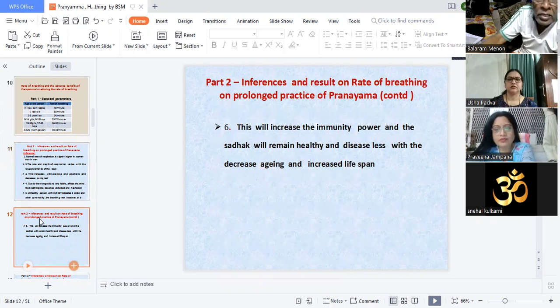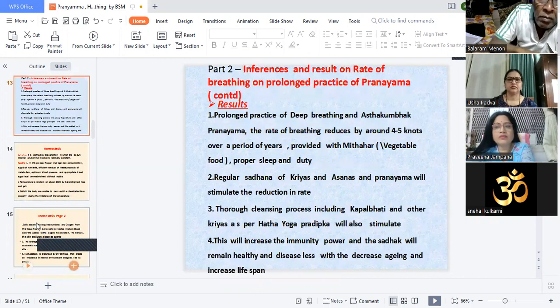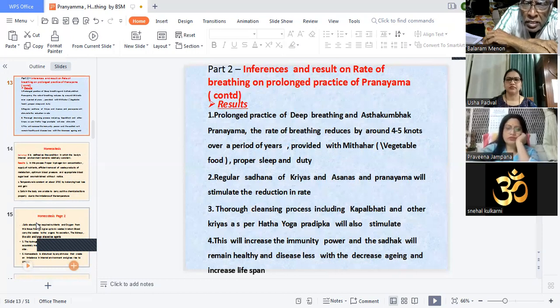This will increase the immunity power and the sadhak will remain healthy and diseaseless, with decreased aging and increased lifespan. With prolonged practice of deep breathing and Ashtakumbha pranayama, the rate of breathing reduces by around 4 to 5 over a period of years, provided there is mitahara, vegetable food, proper sleep and duty. Regular sadhana of kriyas, asanas and pranayama will stimulate the reduction in rate. A thorough cleansing process, including kapalbhati and other kriyas as per Hatha Pradipika, will also stimulate it. This will increase the immunity power and the sadhak will remain healthy and diseaseless with decreasing aging and increasing lifespan.